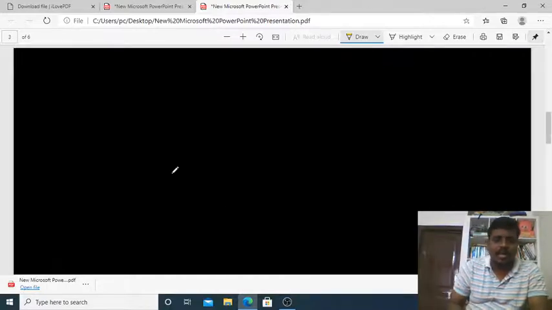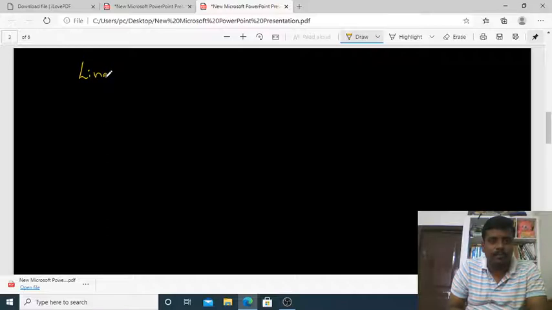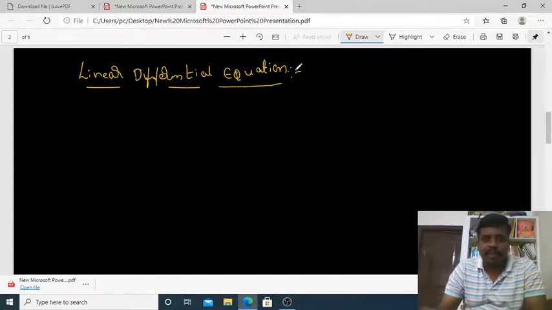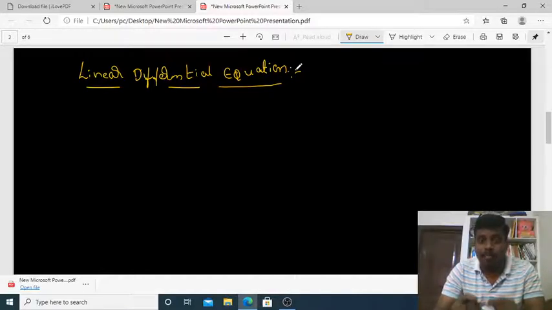Now the next concept is the linear differential equation. Linear differential equation means a differential equation involving derivatives with respect to one single independent variable of one dependent variable, with the dependent variable and its derivatives, but not their product together in the equation. Then it is called a linear differential equation.